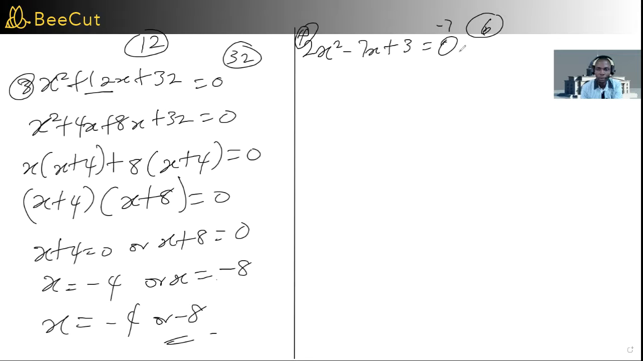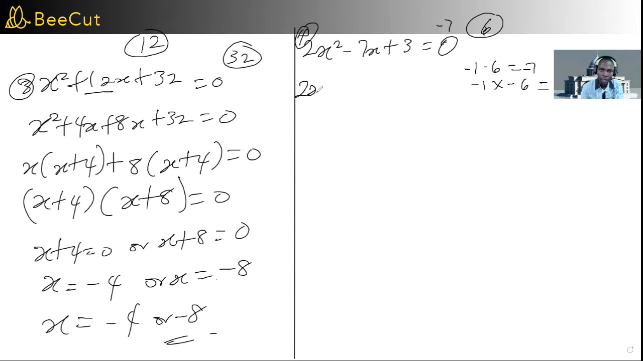3 times 2, no, because it's not going to give me. So 7, 6 and 1, yes. Negative 7, negative 6, negative 1. So minus 1 minus 6 is minus 7. Then minus 1 times minus 6 equals 6. So when you multiply them, you have 6. You add them, you have negative 7. So you're going to replace the middle number, which is negative 7, with minus 1.